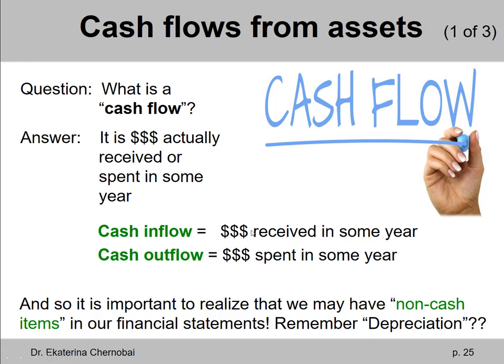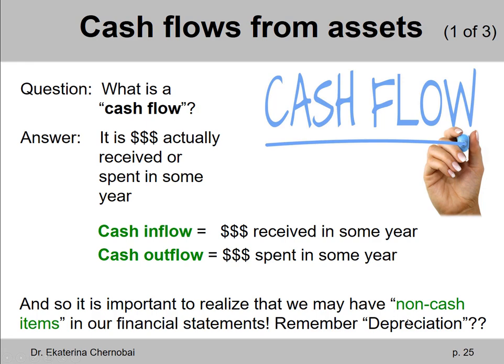So cash inflow is some amount of money that is received, typically in some year. So cash inflow in year one means over the first year of some project, or whatever that is, we received this much in total. Cash outflow is the money that was spent in some year. Why is it important? What important detail is embedded in the term cash flow? What's important is when we call something a cash flow, we mean that money is actually received or spent.